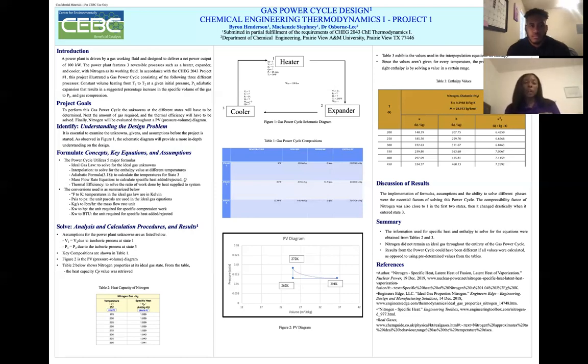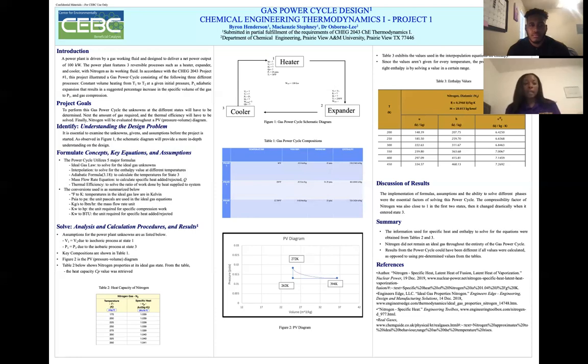Also, our pressure was given to us in PSIA, and we had to convert that to pascals because that's the unit you have to use in the ideal gas law. The next conversion was kg per second to pounds per hour, and that was a mass flow rate unit that we were required to give the answer in.